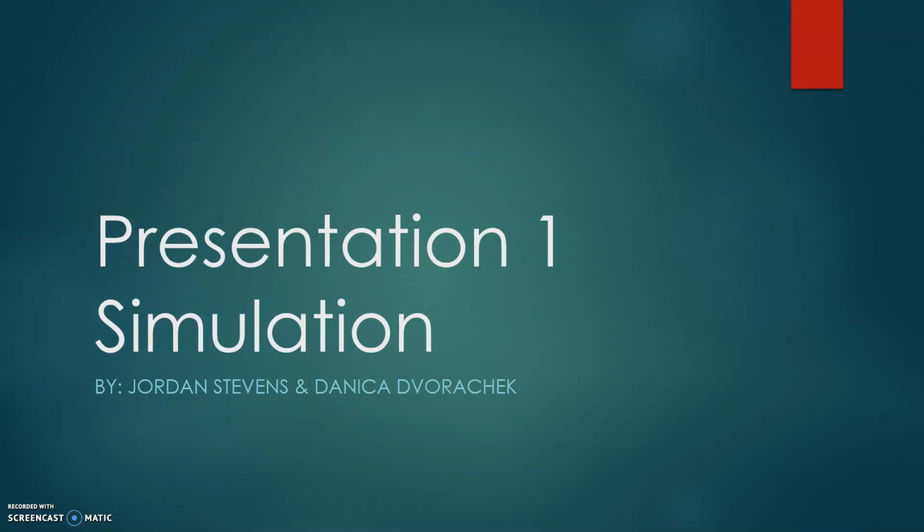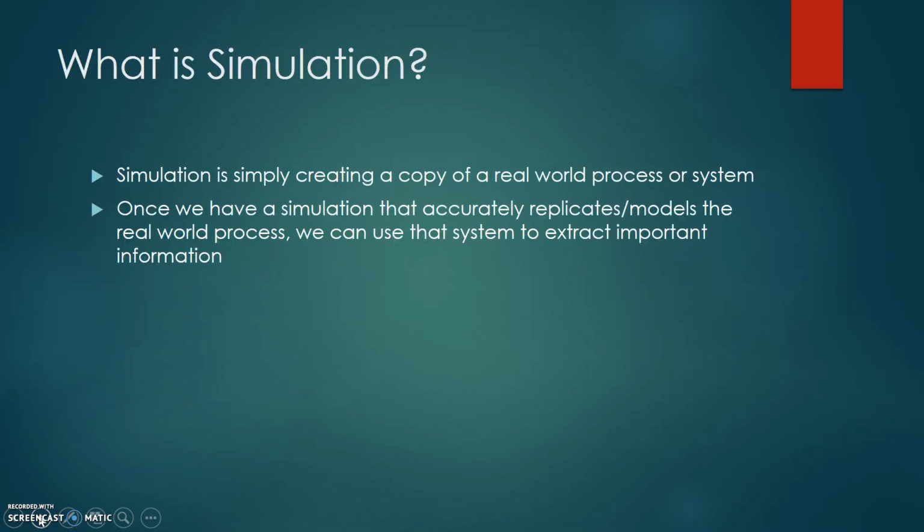We are going to be going through our presentation 1, discussing different types of simulations for Engineering 460 today. So first, before we jump in, we wanted to discuss what is simulation. Simulation is simply creating a copy of a real-world process or system and then making sure that it accurately replicates or models that real-world process.